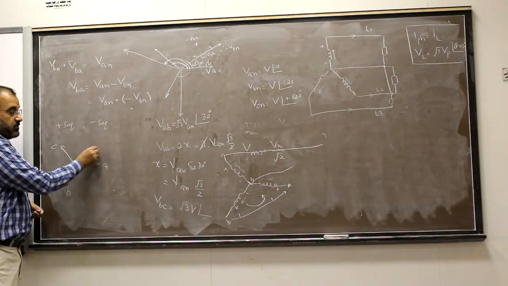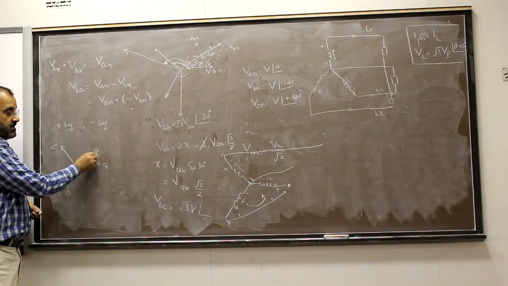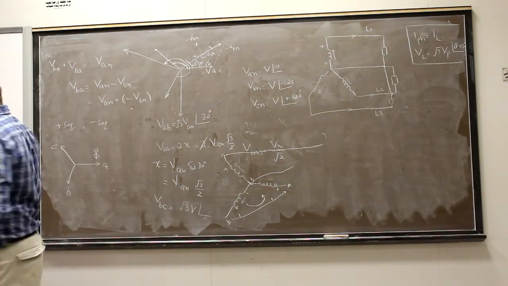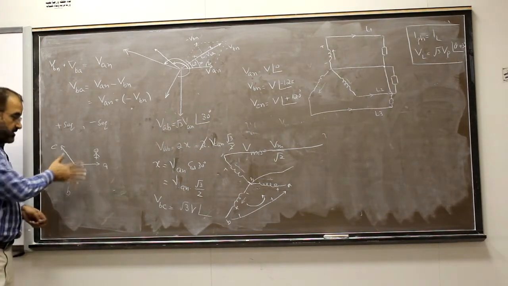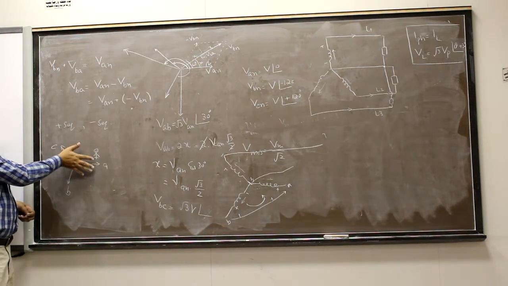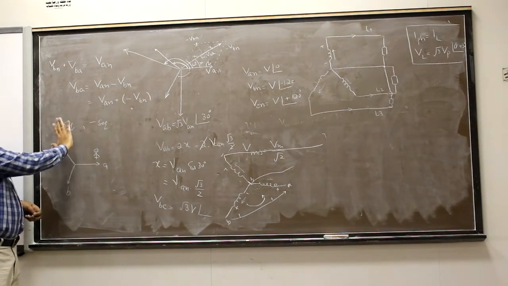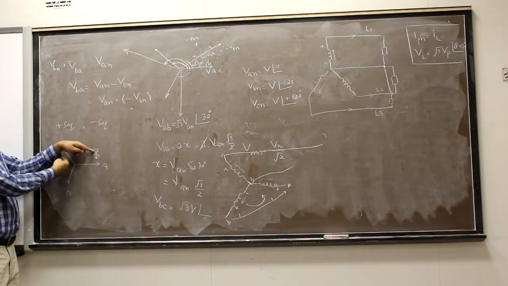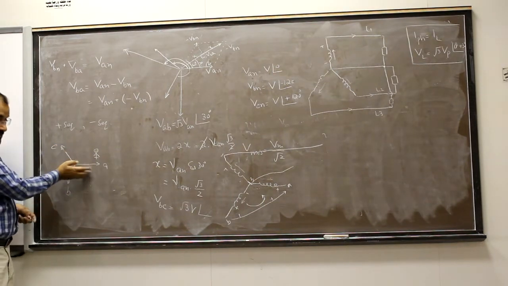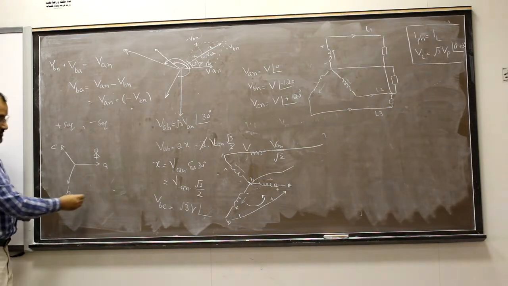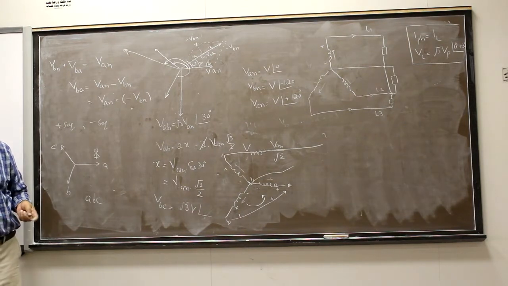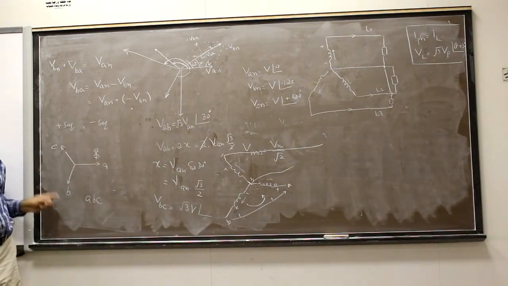Now, if you stand here and rotate these phases A, like this, which phase will pass by you first? A, then B, then C. So if you rotate this like this, first you will see A, then you will see B, then you will see C. Yes, A, then B, then C.